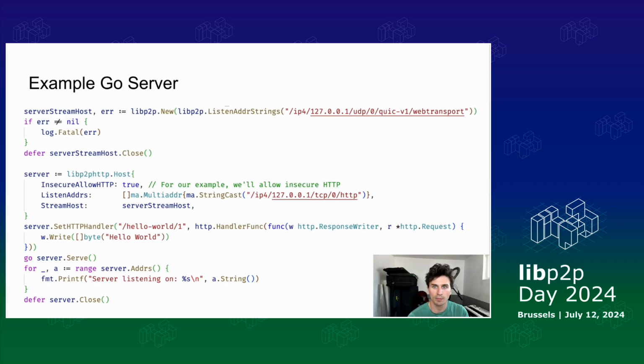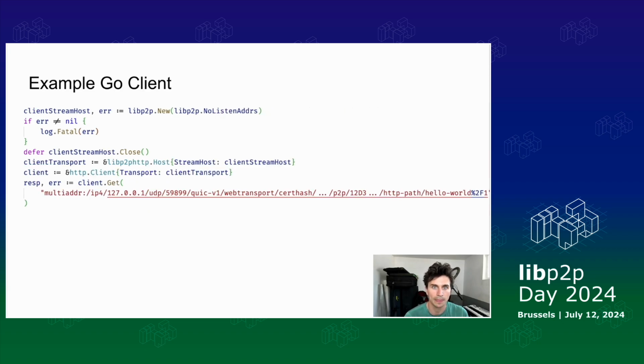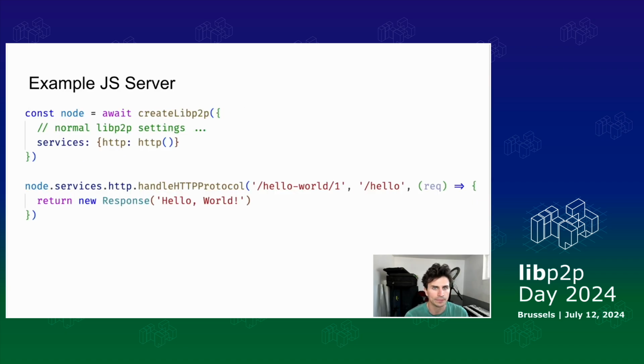Here, the server is listening on both a WebTransport and a standard HTTP transport. It can handle HTTP requests on either transport. There's only an HTTP handler defined in a single place. And here's the example Go client. Note that it's just a standard http.Client, and the URI is a multiaddr URI.